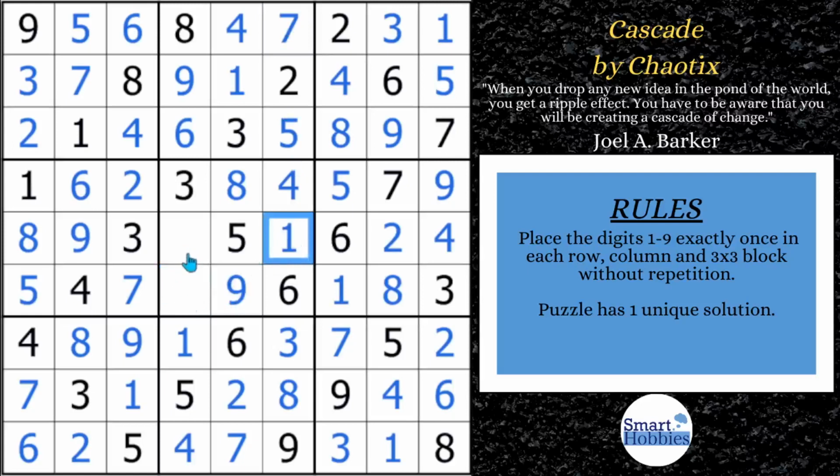We got 2 digits left, right? It looks like we need a 2 and we need a 7. I got my 7 there. Here's 7. Last digit is a 2.